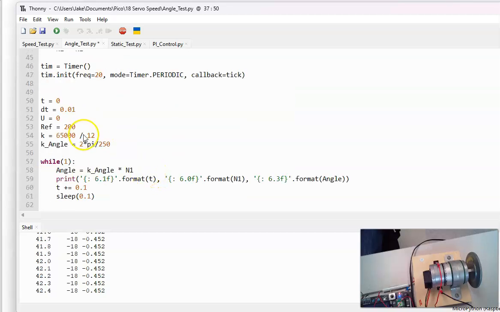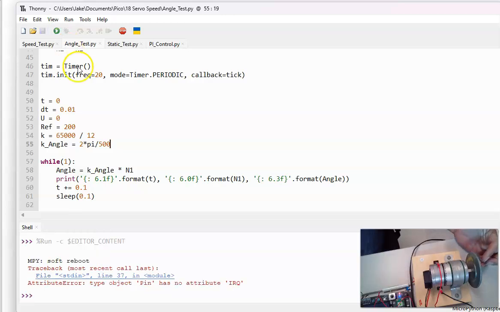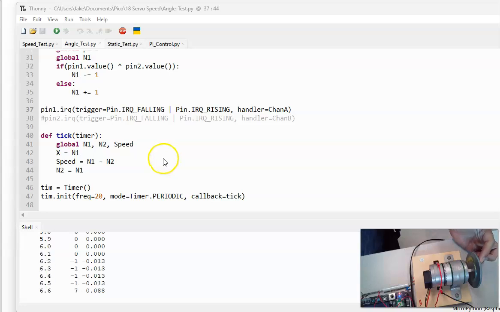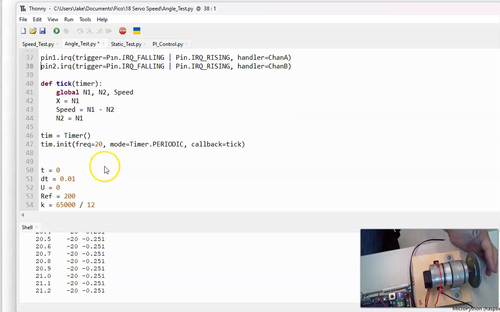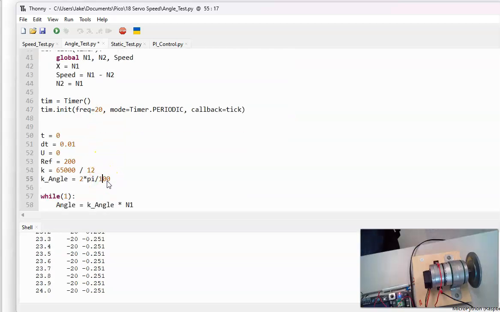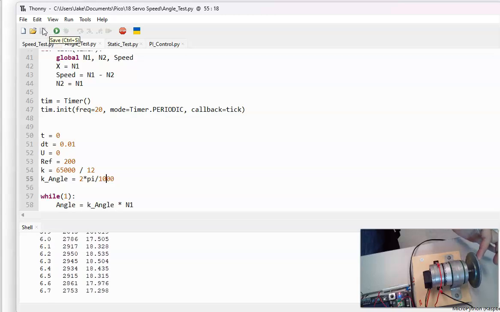I now get 500 counts per rotation. So this will change to 500. Run that puppy. And I'll get 1 rotation is 500 counts, 2 pi, 2 rotations, 1000 counts, 3 rotations, and back. That's if I just do channel A. If I do channel A and channel B, it is 1000 counts per rotation. So here's 1 rotation, 2 rotations, 3 rotations, and going back. Okay, so that was angle.